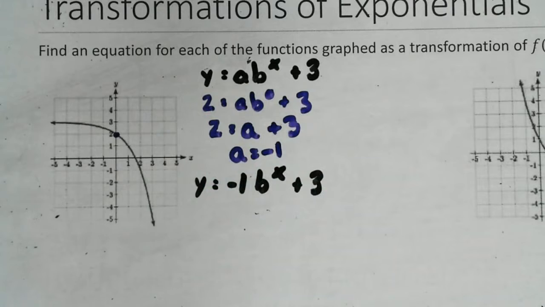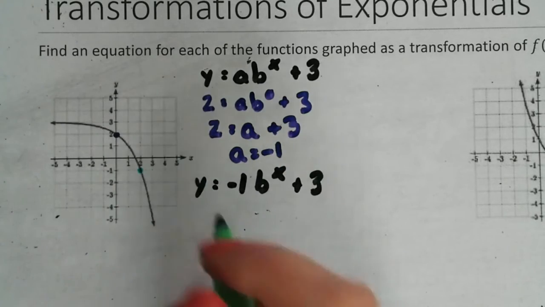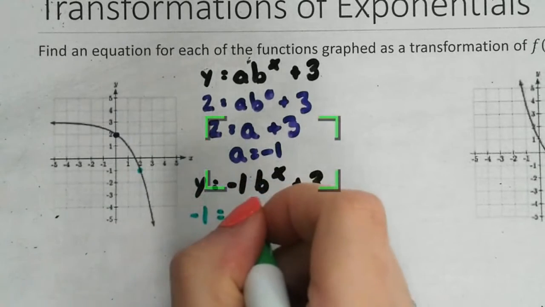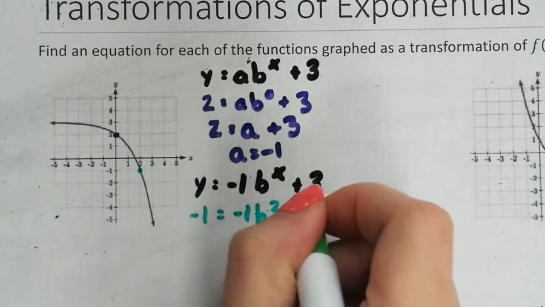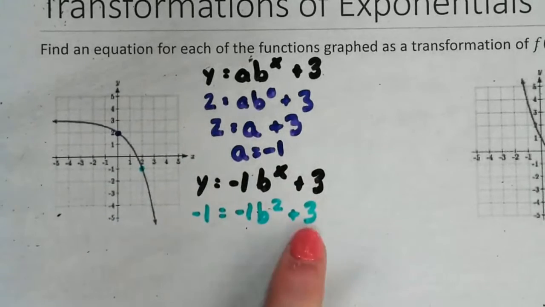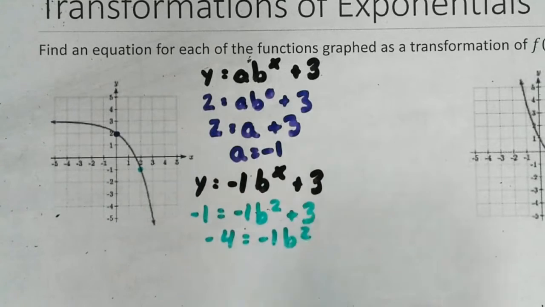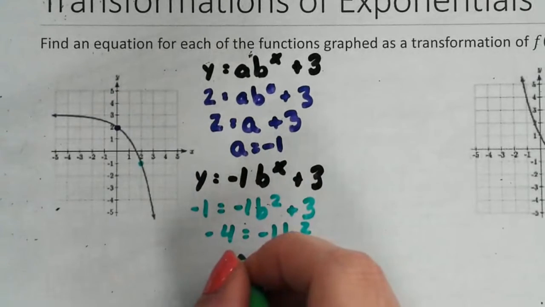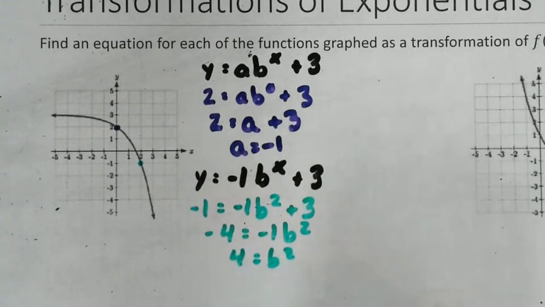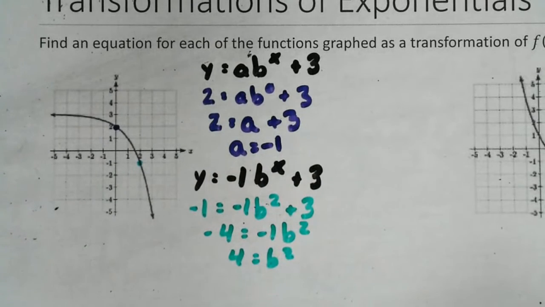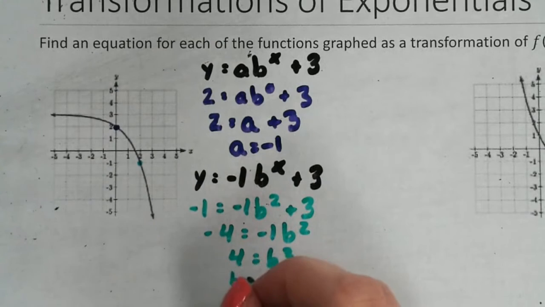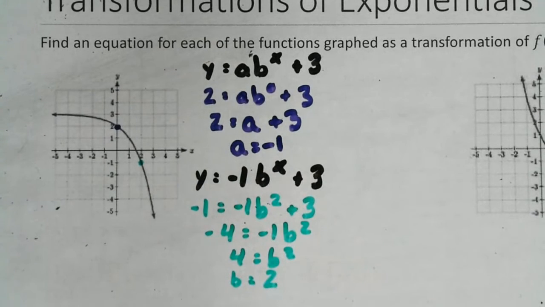I need another point to help me solve for b. So it looks like, what do we got? 2, negative 1 maybe? Let's try using that. If I use 2, negative 1, then I'll have negative 1 equals negative 1b squared plus 3. I'll subtract the 3 over, so negative 4 is equal to negative 1b squared. If I divide by negative 1, then I get that 4 is equal to b squared. If I square root both sides, I get b equals plus or minus 2, but we're only looking at positive values of b. So we get b equals 2.